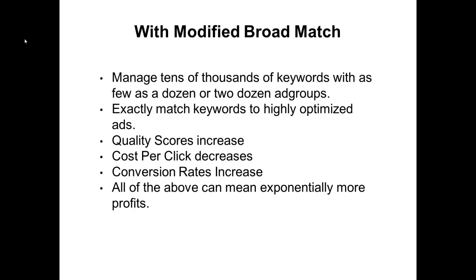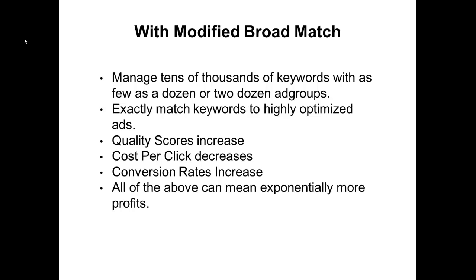And the beauty is that you can manage tens of thousands of keywords, if not hundreds of thousands of keywords, with as few as a dozen or 2 dozen ad groups. You can exactly match keywords to highly optimized ads. That increases your quality score. A higher quality score reduces your cost per click. And then, of course, the other benefit of writing highly targeted ads to every single keyword in your account is that your conversion rates increase. All of the above can mean exponentially more profit, which brings us back to that question of how is your competition able to outbid you and get all of that extra traffic? That's how they do it.